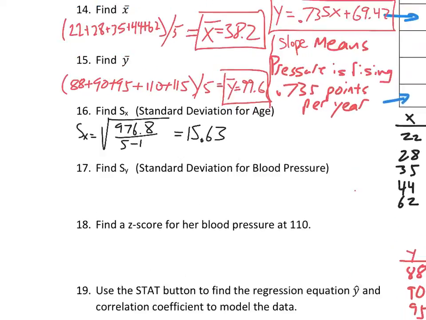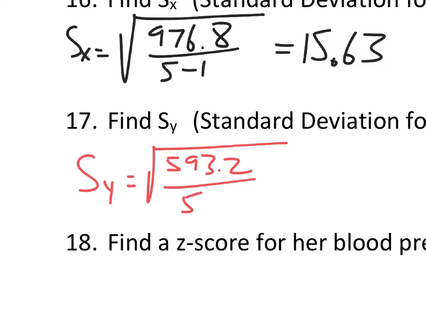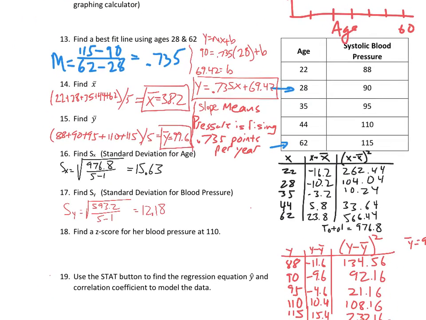Now we've got to take the square root using our formula. So the standard deviation for the y's is the square root of 593.2 divided by, again, 5 minus 1, n minus 1. Check out the formula there. It says n minus 1. And so we get a standard deviation of 12.18. All right, so that gives us the spread. Remember, standard deviation tells us the spread of each of these numbers here.